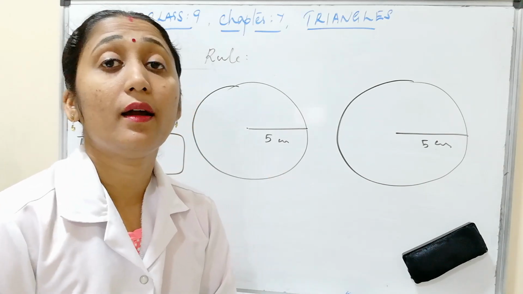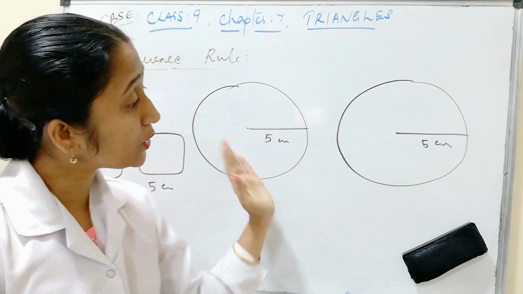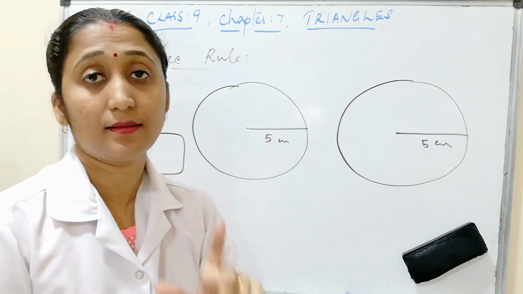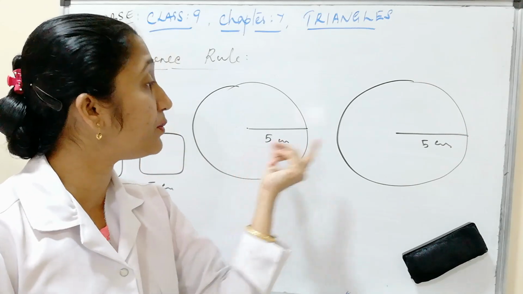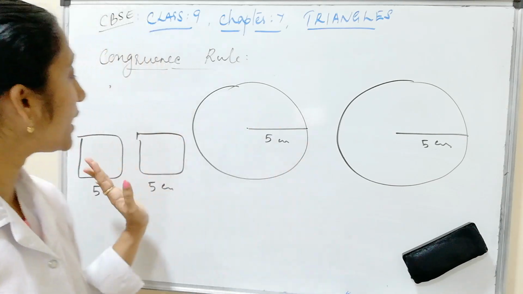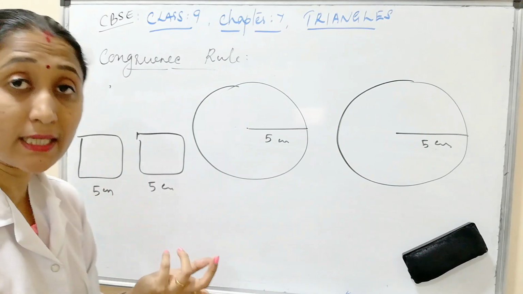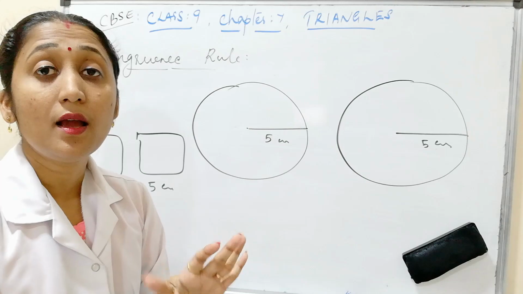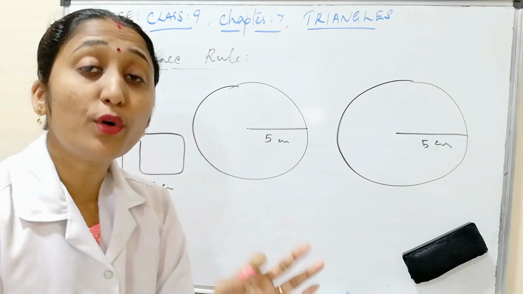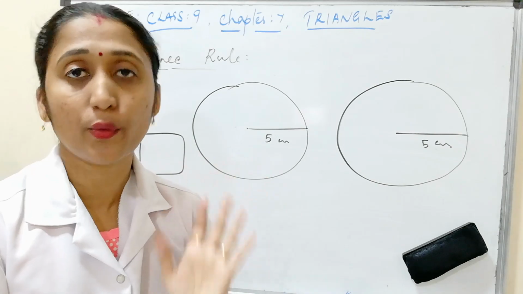In the case of a circle, the two circles with the same radii, 5 cm, 5 cm, we call them congruent circles. The next case is squares. The two squares with a measurement of 5 cm side, then we call them congruent squares. So congruence means that two figures are in the same size and shape. Then we call them congruent figures.